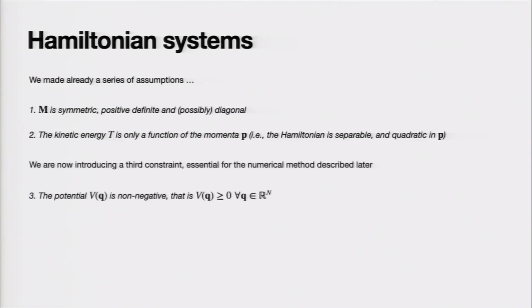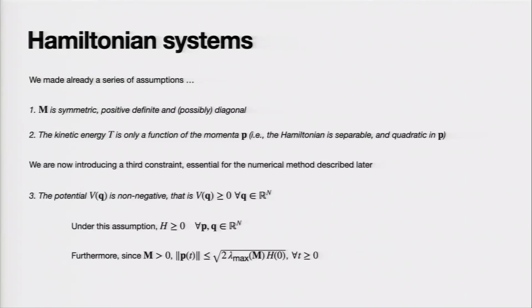And then, like I said, the second assumption we made is that the Hamiltonian is separable. So the kinetic energy only depends on the momenta, and it is a quadratic form of the momenta, and the potential energy is only a function of the generalized coordinates q. But here now I'm making a third assumption that the potential V is non-negative. Okay, so this is a third constraint that I'm imposing on my system, because the systems I'm going to look at all rely on the fact that the potential energy is non-negative.